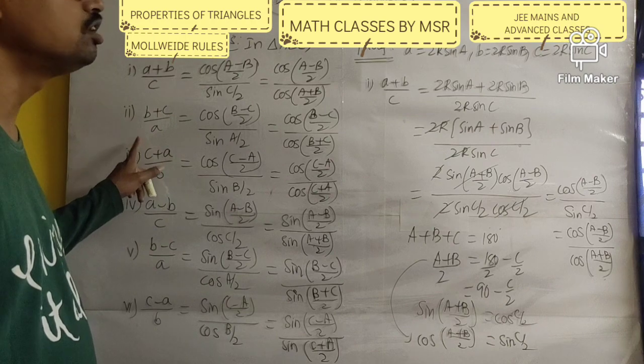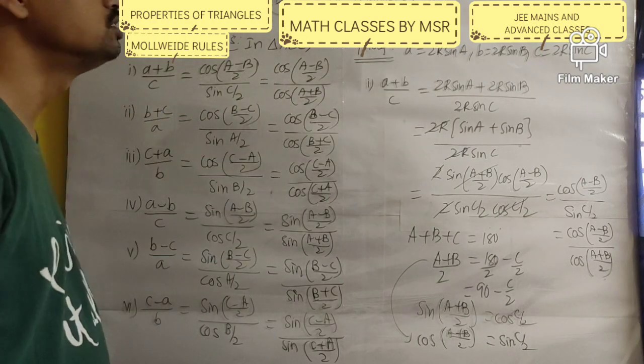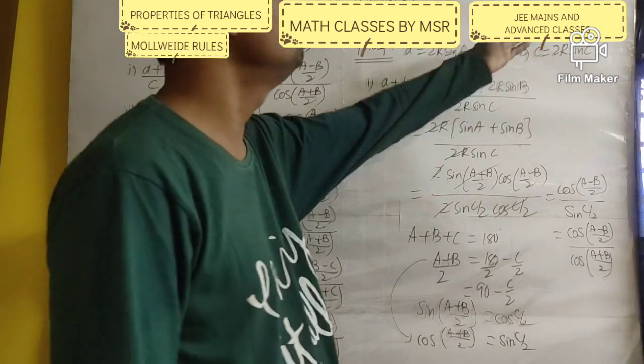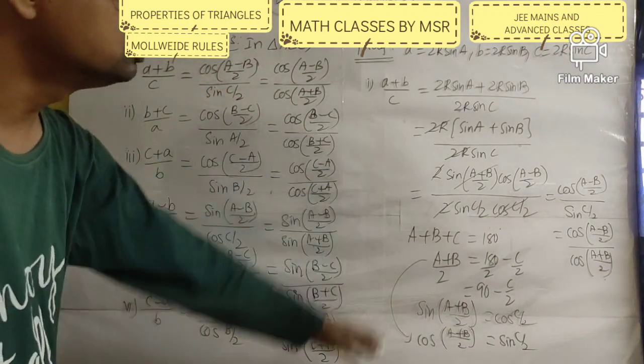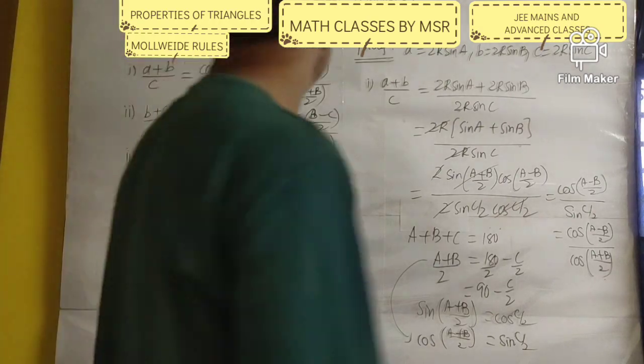B plus c by a, here also apply. In place of a, sin 2r sin a, in place of b, 2r sin b, in place of c, 2r sin c. You can prove all the results by using this process. Okay, that's all.